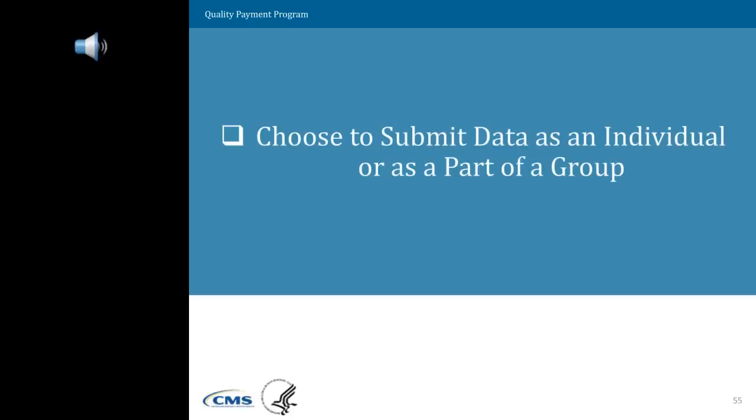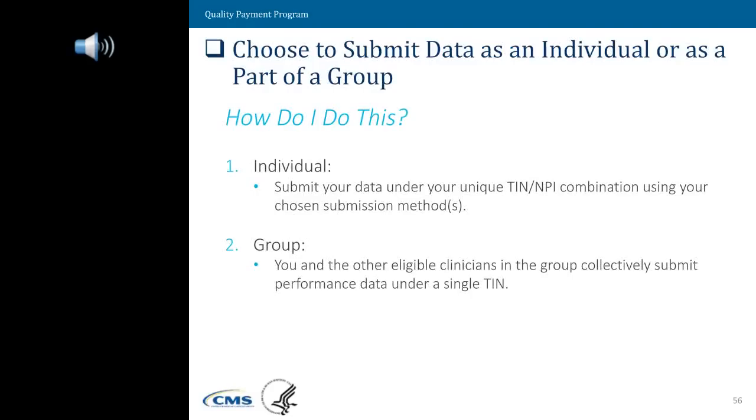So let's move on to the next decision point here on slide 55. How do you choose to submit data? Do you participate as an individual or as part of a group? So on slide 56, you'll see this particular checkpoint, and eligible clinicians have two options for participating in the MIPS pathway, as was mentioned previously. You can participate as an individual, meaning that you as a clinician would report information under your unique National Provider Identifier, or NPI, combined with your tax identification number, or TIN. So using this combination, we can identify you as an individual participant in MIPS.